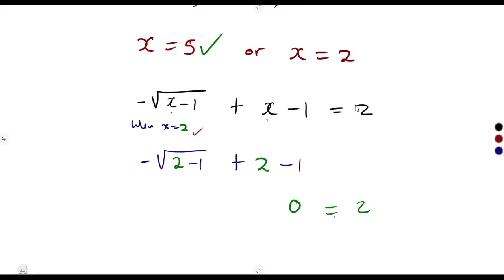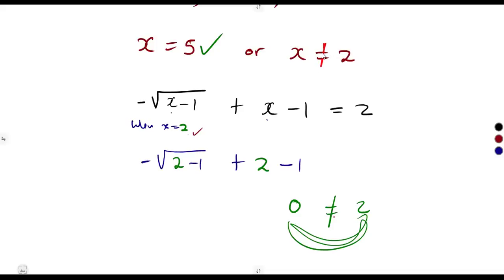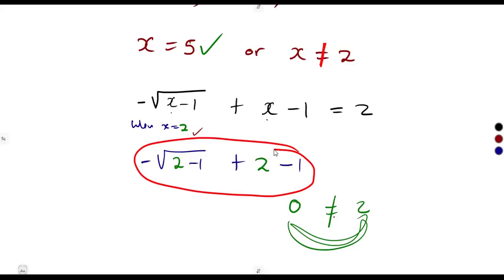Is it equal to 2? No. Is it equal to the right-hand side? 0 is not equal to the 2 there. The left-hand side and the right-hand side are not equal. So meaning to say, x cannot be equal to 2, because when x is 2, the left-hand side of our equation is not equal to the right-hand side of our equation. So x cannot be equal to 2 in this case. All right? So that is the case, guys.